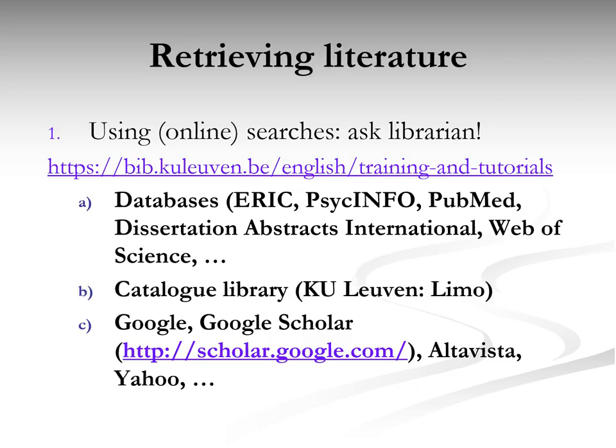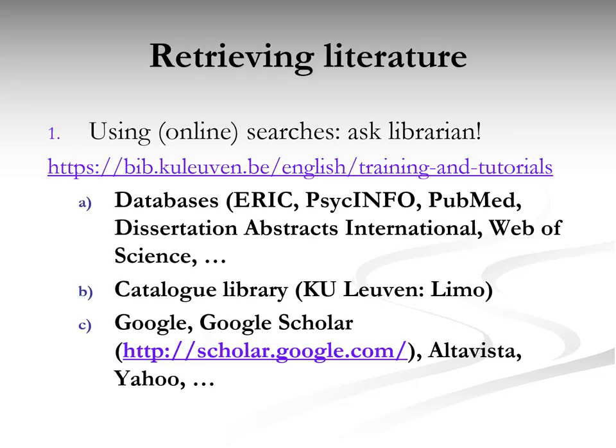The same is true for LIMO. This is the system that is used at KU Leuven. It can be used to search databases or search immediately in all journals that are available at KU Leuven. So also there, what databases or what journals are in LIMO can vary from day to day.